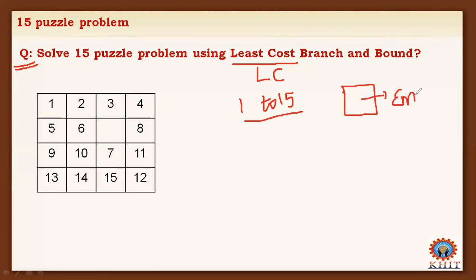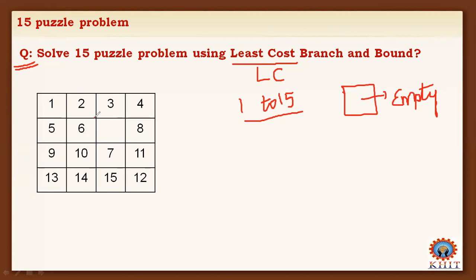Total 15 numbers are occupied in the frame, and one tile is to be empty. Why is this empty tile required? Because we need to move any one of the tiles, and for that purpose we need one empty tile.